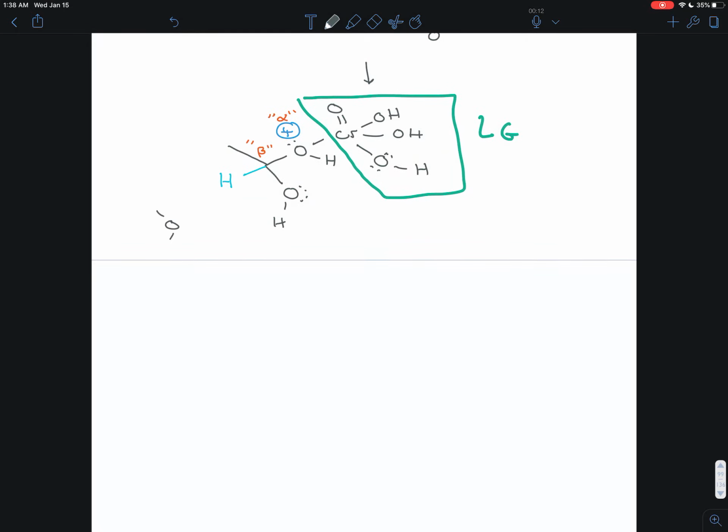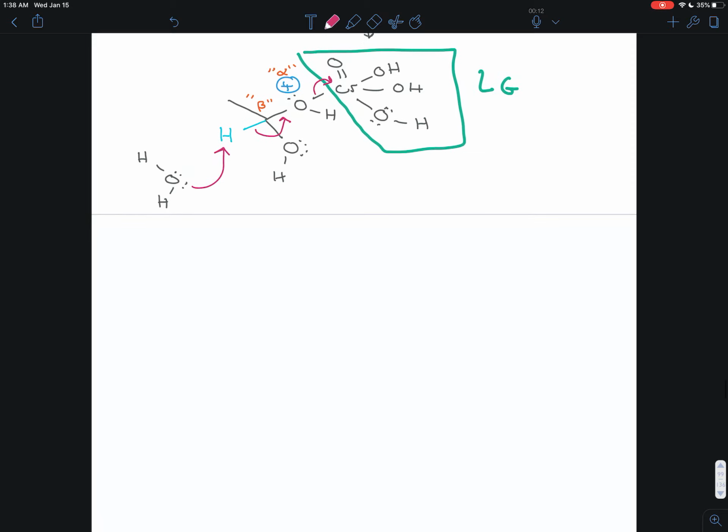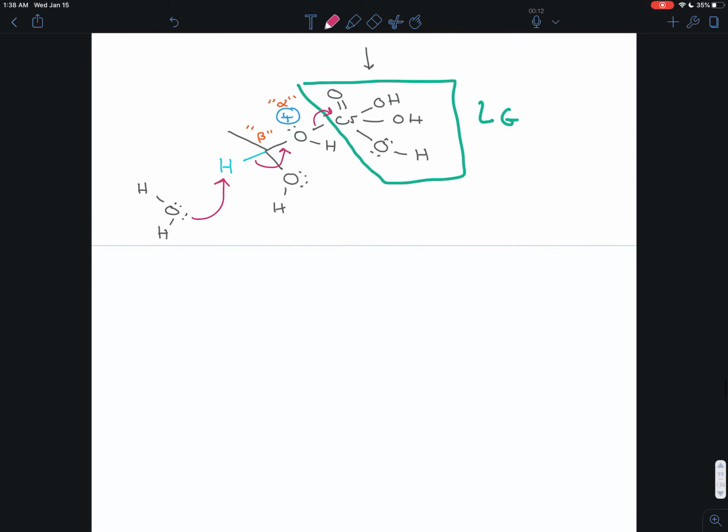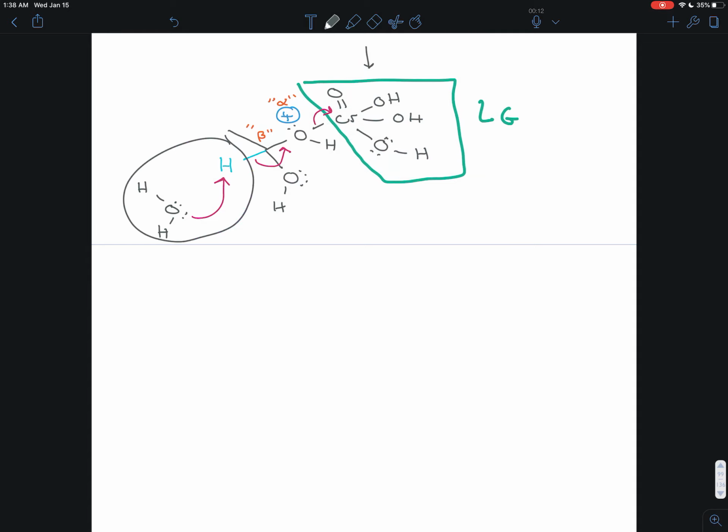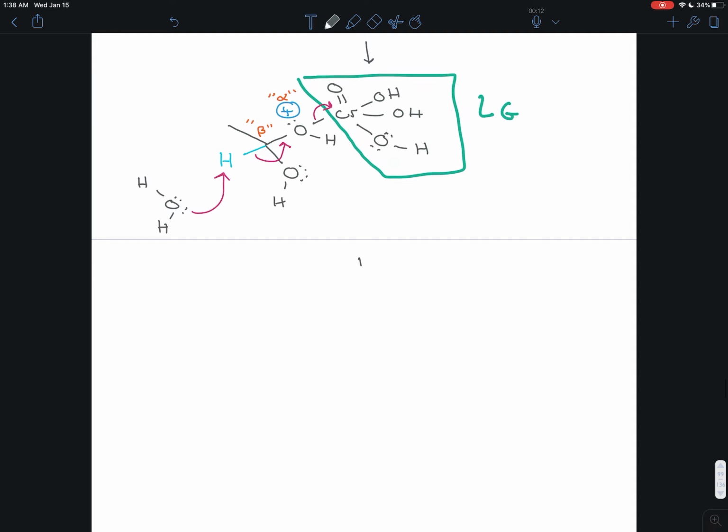So you'll have water. The oxygen in water is slightly negative, so that can swoop in, rip that hydrogen off the molecule. The electrons can go toward the oxygen and kick off the chromium, just like before, kick off the chromium leaving group. So that's just like an E2 mechanism, right? Proton transfer and loss of a leaving group. That's an E2 mechanism.